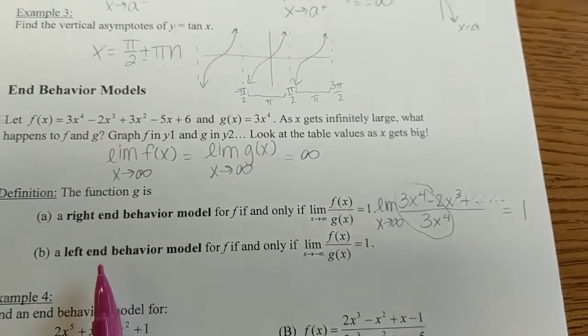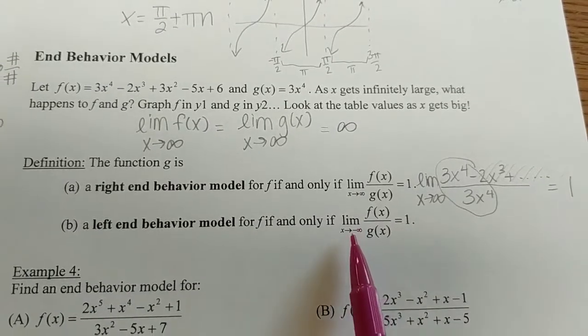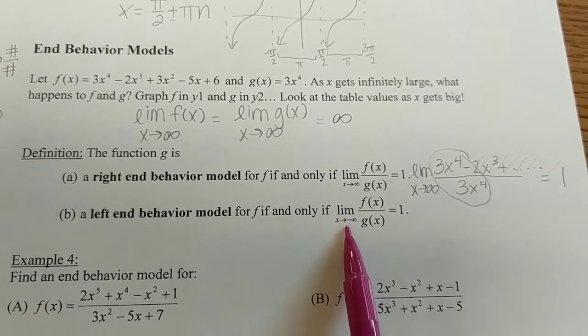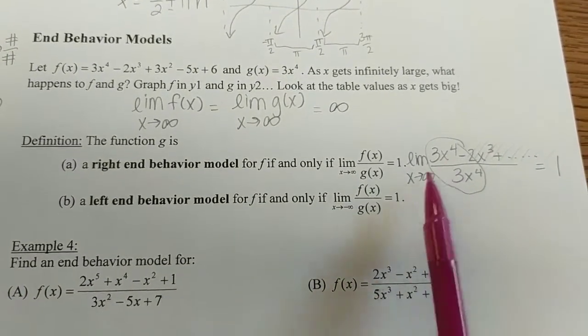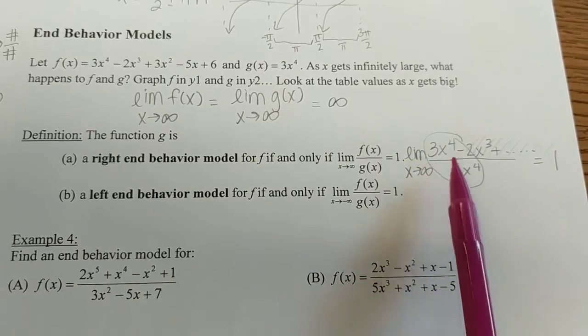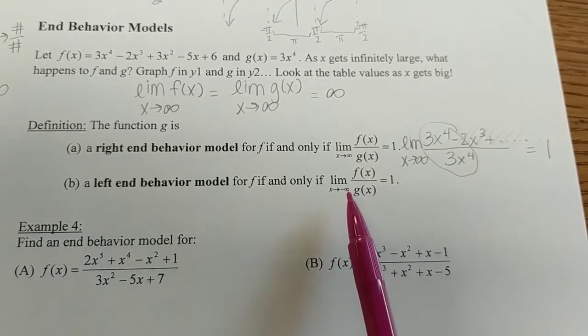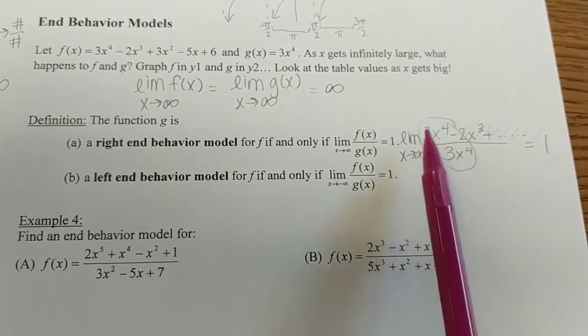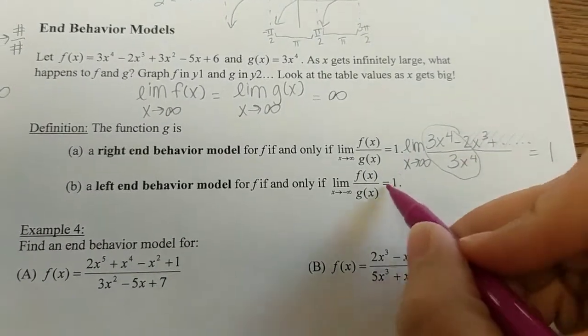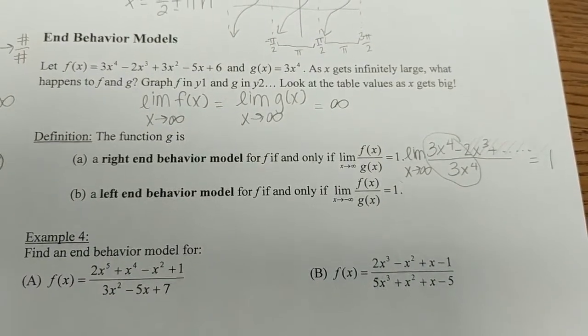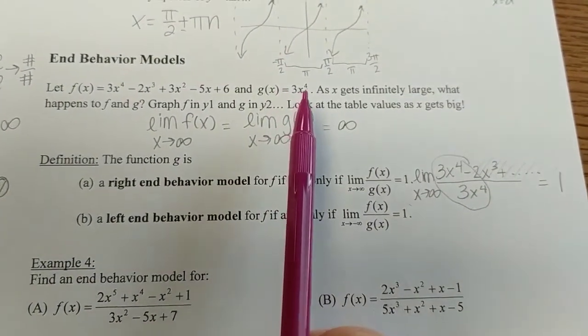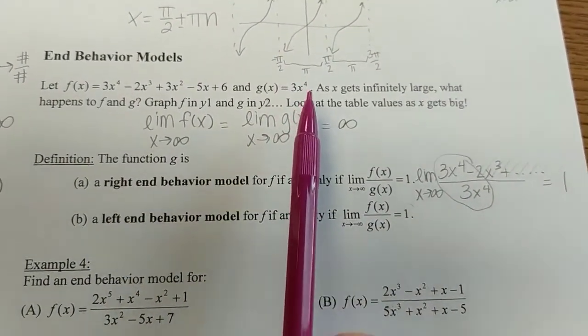Now, the same thing works for a left end behavior model, but I would have to use x going to negative infinity. Well, the same thing is going to happen here, where I'm going to get 3x to the fourth over 3x to the fourth. And if I plug in negative infinity, that's still going to give me this answer of 1. So this one happens to be both a right and a left end behavior model.